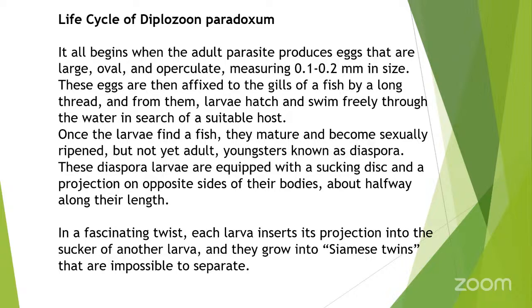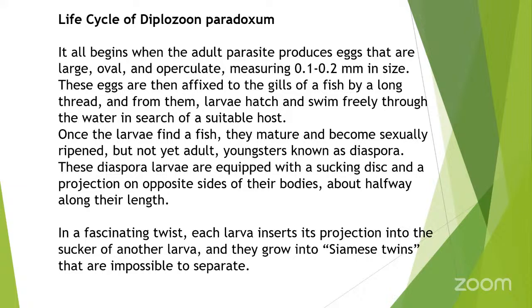Now, the life cycle of this Diplozoon paradoxum. It all begins when the adult parasite produces eggs that are large, oval, and operculate, measuring 0.1 to 0.2 mm in size. These eggs are then affixed to the gills of a fish by a long thread, and from there, larvae hatch and swim freely through the water in search of a suitable host. Once the larvae find a fish, they mature, but not as adults. Youngsters known as diporpa.